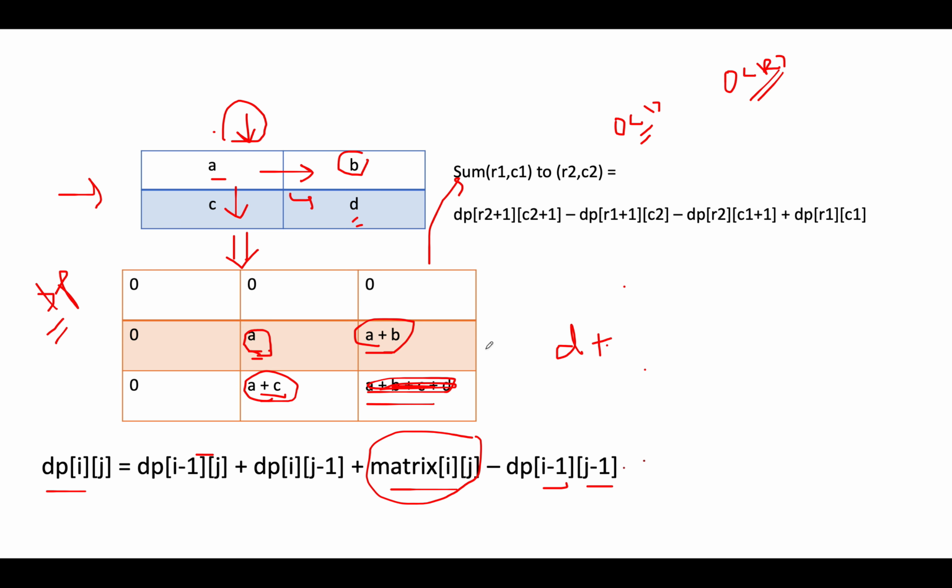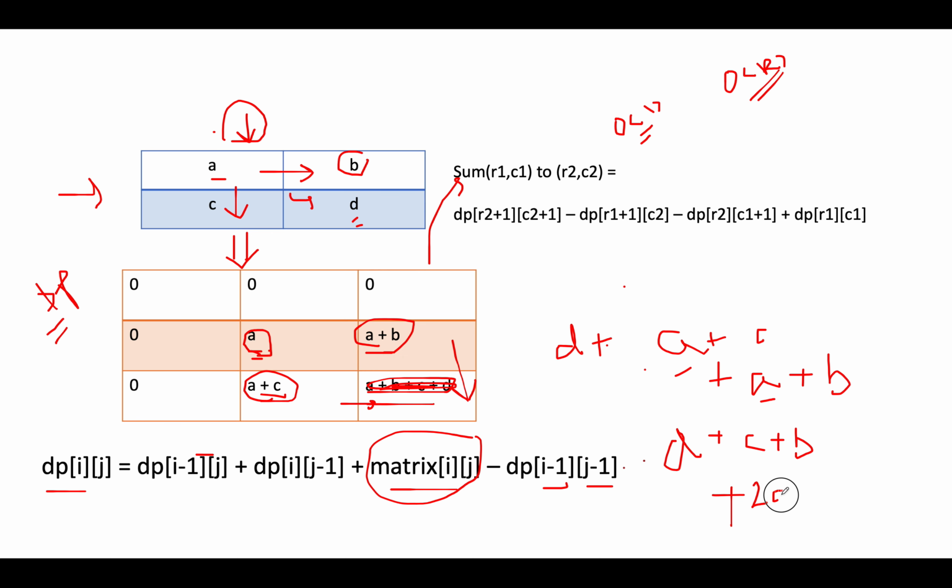And what you are going to do, you will add the one upper value and one left value. That stands for a plus c plus a plus b. And you will observe that you added a twice, because it becomes something like this: d plus c plus b plus 2a. Now you will have to subtract one instance of a.